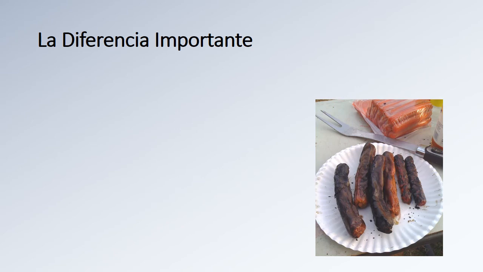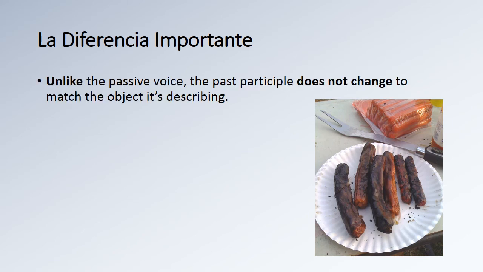There's one big important difference between the past participle that we use in the passive voice and the past participle that we use in the present perfect tense. Here it is. Unlike the passive voice, the past participle does not change to match the object it's describing in the present perfect tense. Here's a sentence in the passive voice.